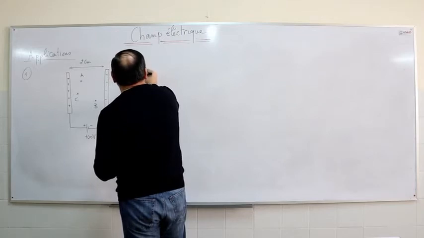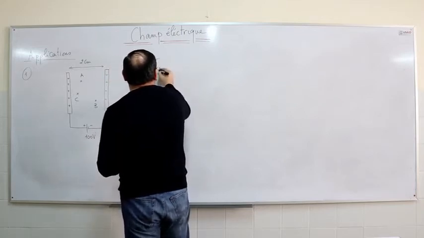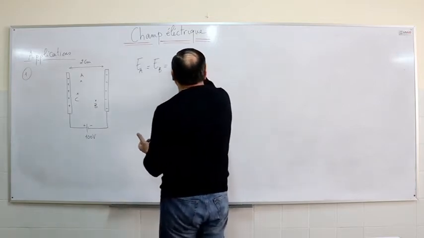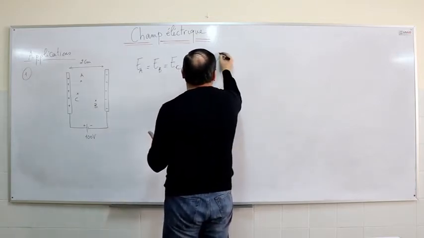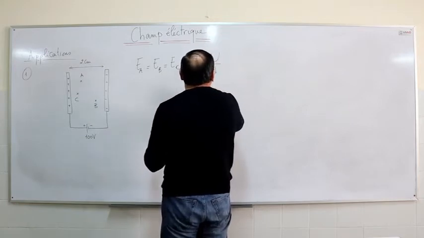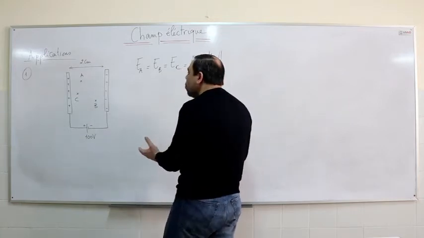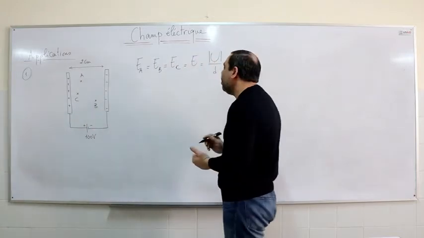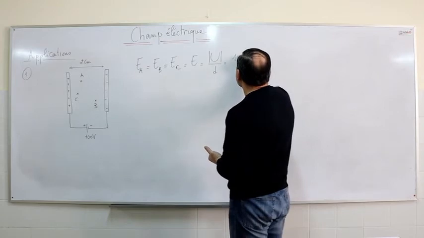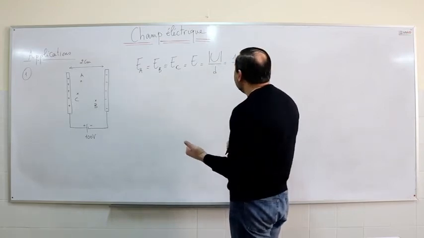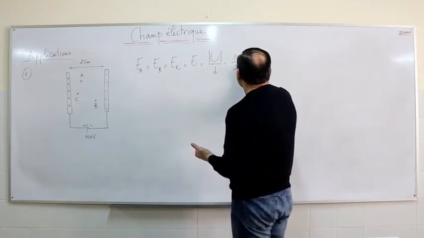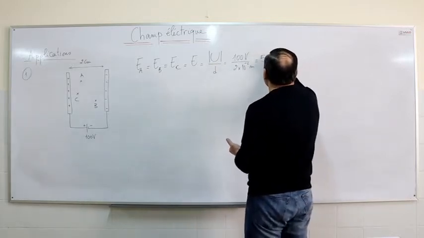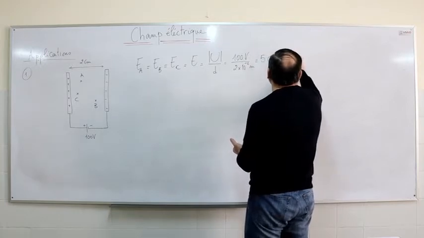The magnitude of the electric field vector at A is equal to that at B, is equal to that at C. It's equal to U over D. U is the absolute value of the voltage between the plates. D is the distance separating the plates. U is equal to 100 volts. D is 2 centimeters, so 2 times 10 exponent minus 2 meters. The answer is 5,000 volts per meter.